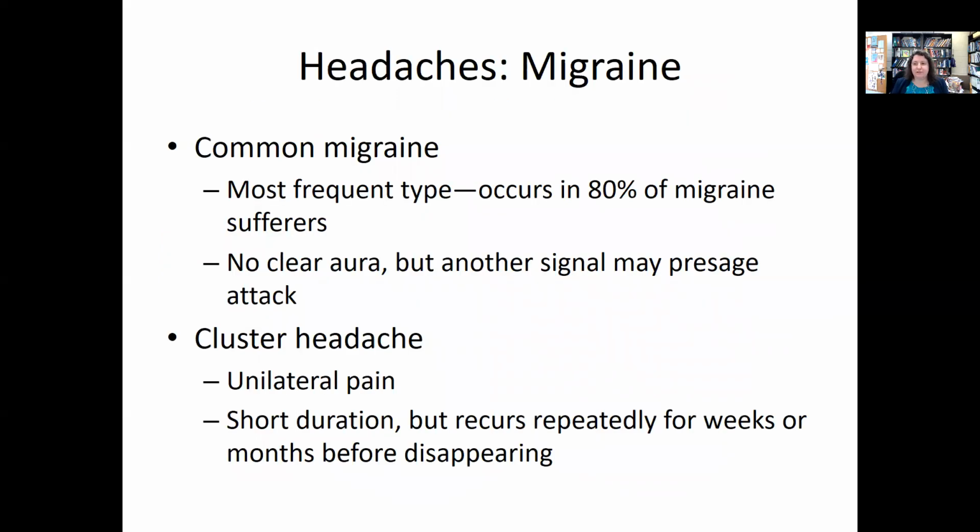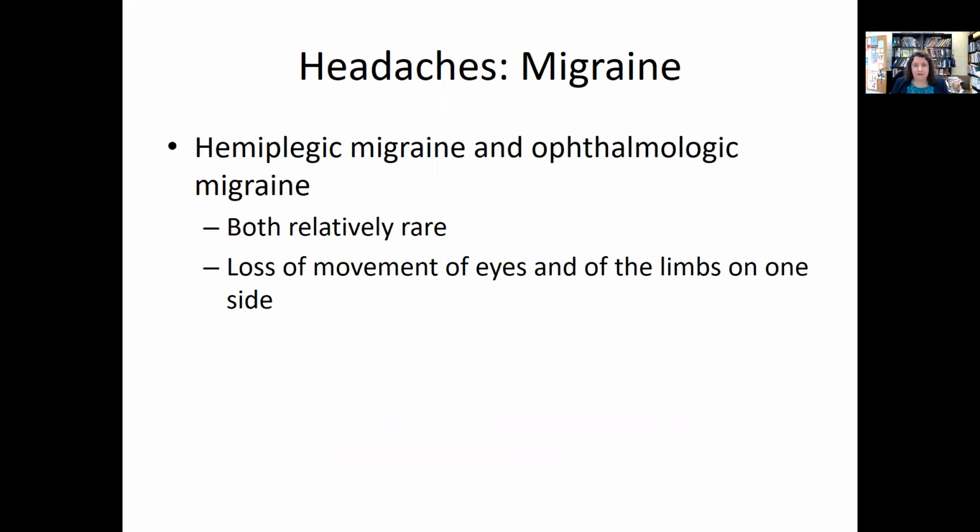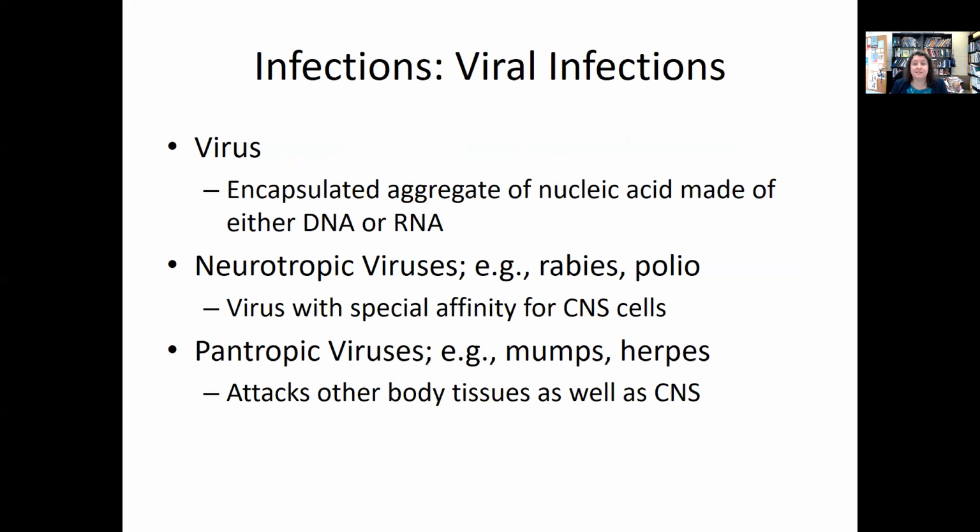Common migraines are the most frequent type. This is about 80% of migraine sufferers. There's no clear aura, but you might have something else you recognize in your body that tells you a migraine's coming on. Cluster headaches are where you have unilateral pain, and they're short duration. They recur repeatedly. Hemiplegic migraine and ophthalmologic migraine are both relatively rare, and you get loss of movements of your eyes and your limbs on one side.